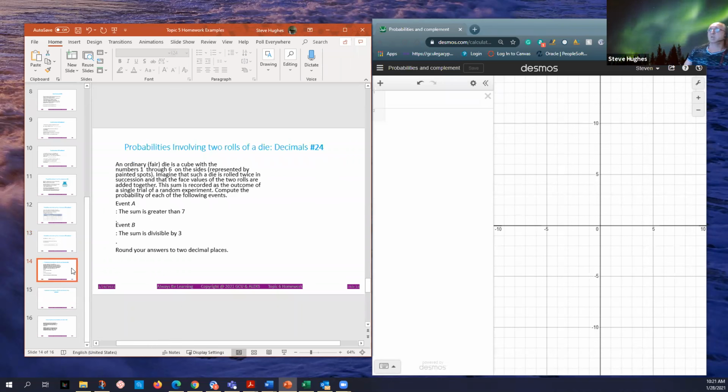All right, the probabilities involving 2 rolls of a die. We want decimal answers. This is question number 24 in your homework. An ordinary fair die is a cube with the numbers 1 through 6 on the sides represented by painted spots. Imagine that such a die is rolled twice in succession and the face value of the 2 dice are added together. The sum is recorded as the outcome of a single trial of a random experiment. Compute the probability of each of the following events. 1, event A, the sum is greater than 7. Event B, the sum is divisible by 3. Round your answer to the 2 decimal places.